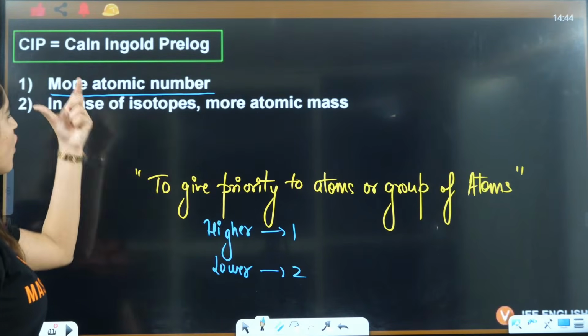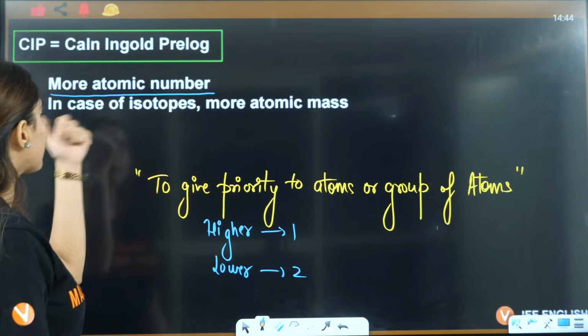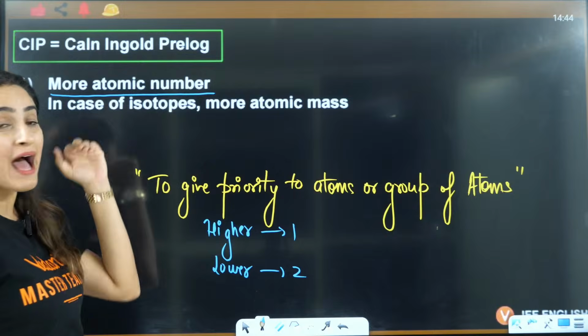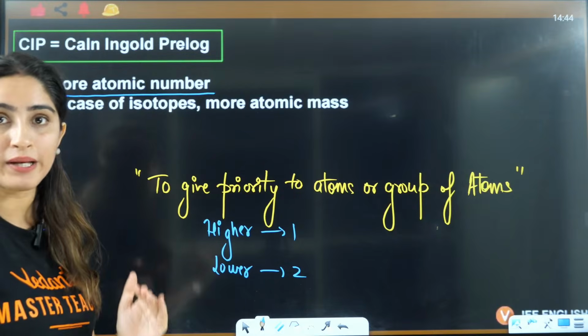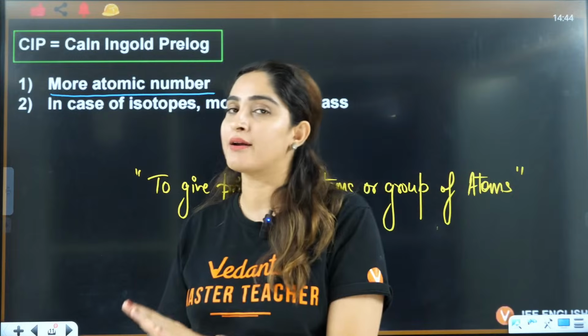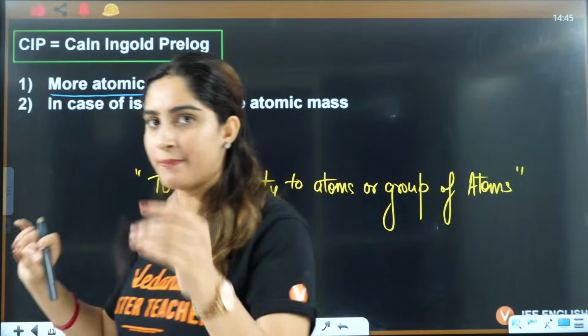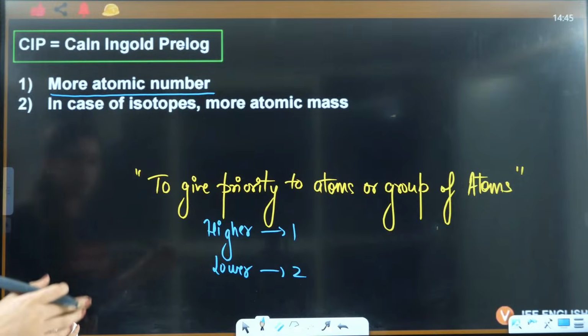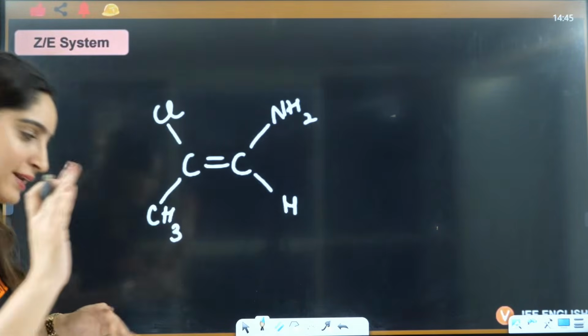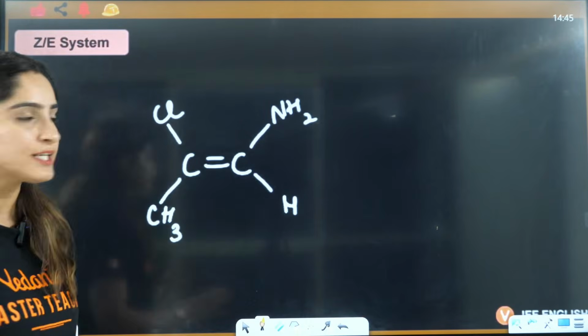Okay? So, more atomic number will get higher priority, that means 1. In case of isotopes which have same atomic number, more the atomic mass, it will get higher priority, that means 1. Okay? Just these two rules you have to remember, and almost all our questions will be based on these rules only, right? So I'll start with some very basic questions here, right?